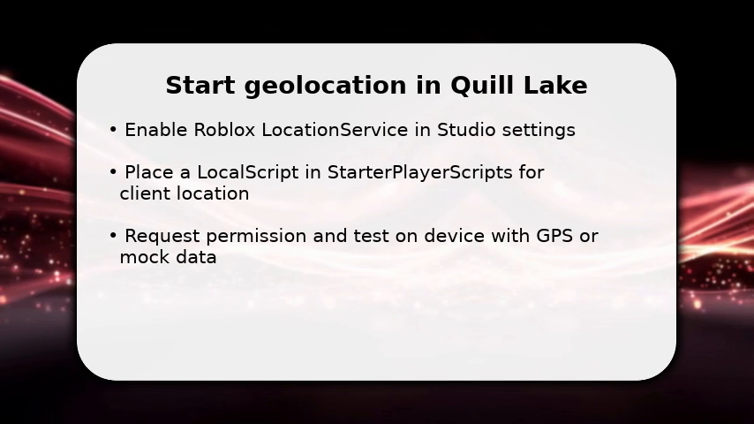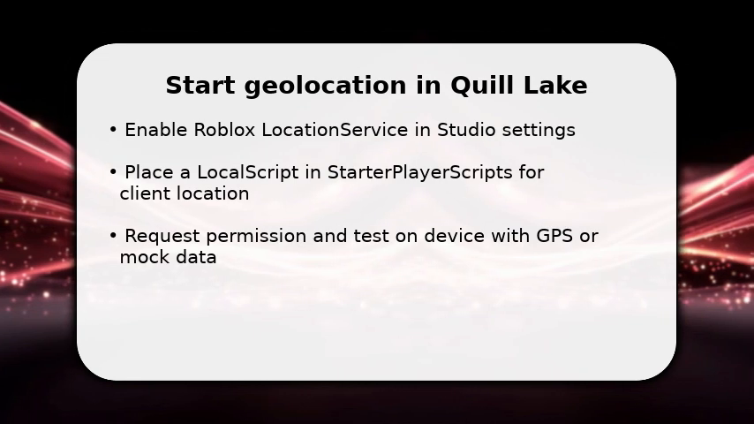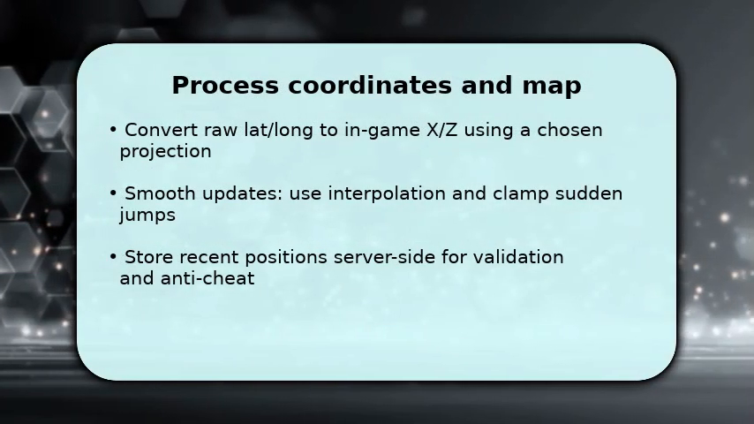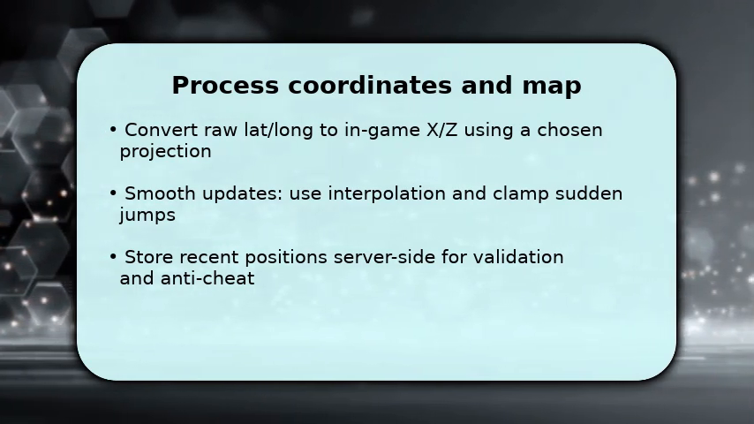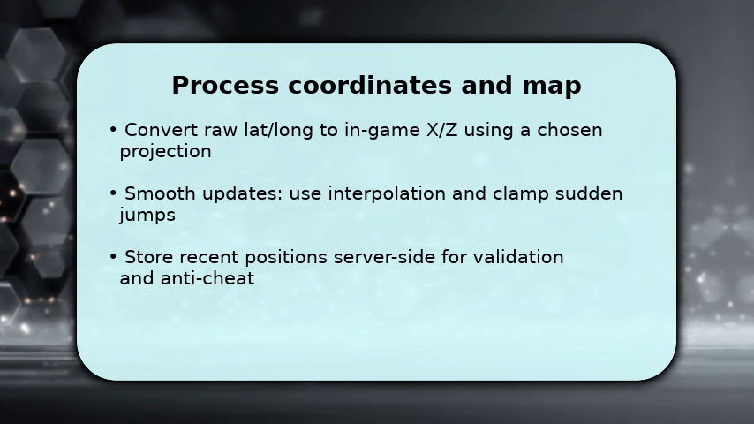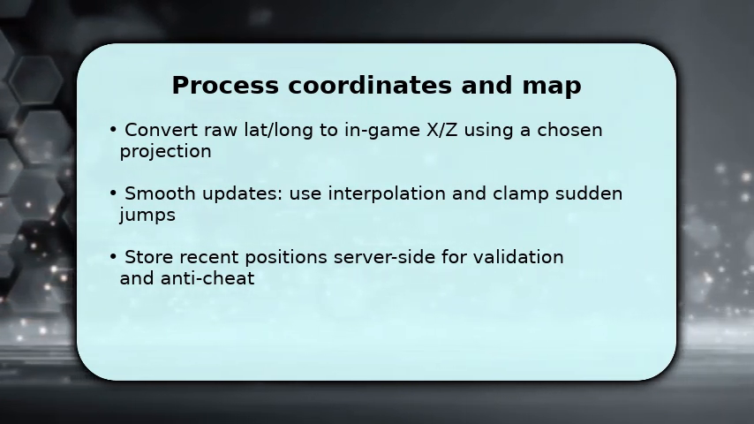You want immediate feedback, so log coordinates and fall back to a default spawn point if location data is missing. Next, you translate latitude and longitude into Quill Lake world positions. Use a simple equirectangular conversion for small areas. Scale degrees to studs, then offset to your map origin. This is fast and predictable.